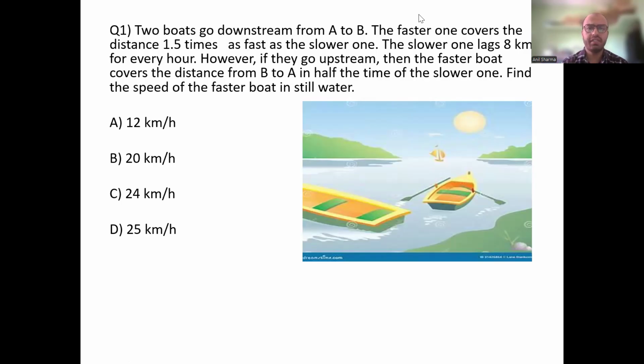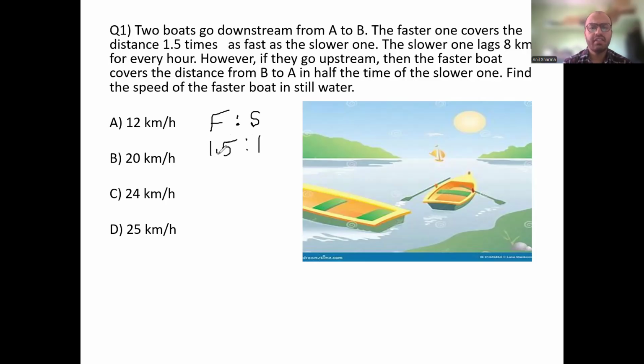Right, as of now, let's quickly discuss one question. Two boats go downstream from A to B. The faster one covers the distance 1.5 times as fast as the slower one. So what is the speed ratio, downstream speed of the faster boat and the slower boat, guys? You can see that it is 1.5, and you can say the slower is 1, because the faster is 1.5 times as fast as this.